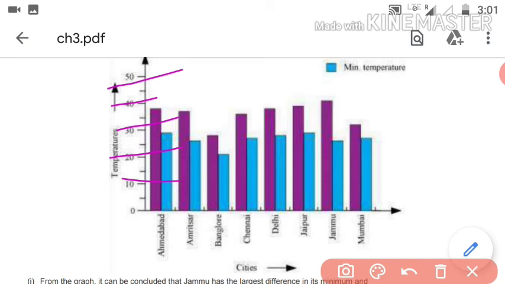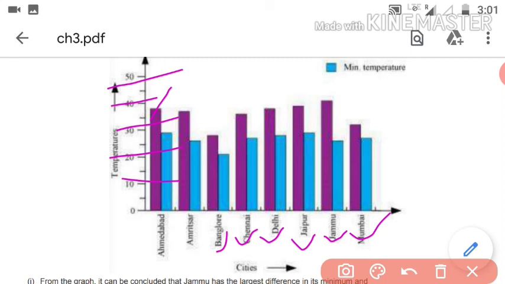20, 30, 40, 50. You can see here, I have given the colors also: violet color is for maximum and blue color is for minimum. So for Ahmedabad the maximum is 38 and the minimum is 28. In this way for Amritsar also, you have to draw the graph. Then for Bangalore, Chennai, Delhi, Jaipur, Jammu and Mumbai.